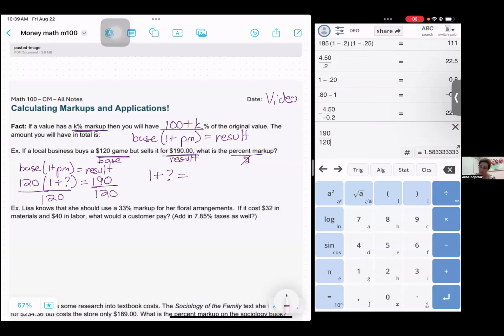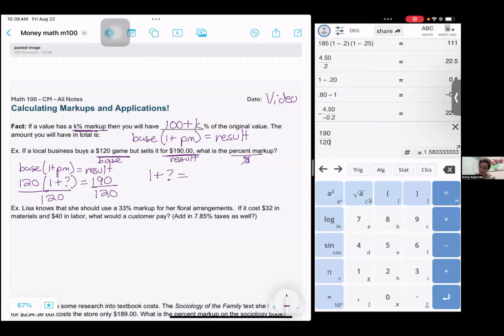All right. Ooh, this one is a big one. I loved my flower arranging class in college. Was one of the best classes I took. But it turns out that the way you actually decide the price of your things helps you keep your business afloat, right? So Lisa knows that she should use a 33% markup on her floral arrangements. It costs $32 in materials and $40 in labor. What would the customer pay? Let's also include a 7.85% sales tax as well.